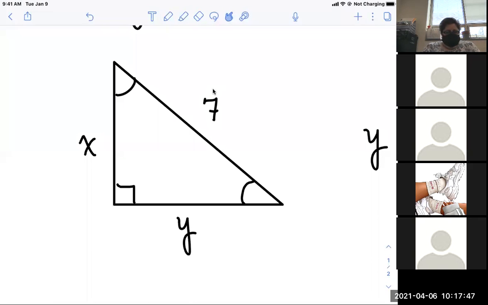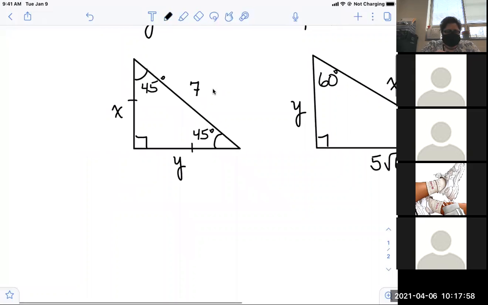Okay, the two angles are congruent, which would then mean the sides are congruent and also mean these have to be 45 degrees. Okay, so Kendall, can you tell me what to do?